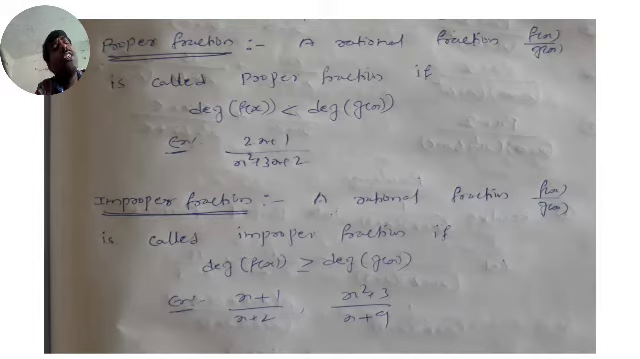A rational fraction f of x by g of x is called a proper fraction if the degree of f of x is less than the degree of g of x. The degree of the numerator is less than the degree of the denominator, then we call it a proper fraction.